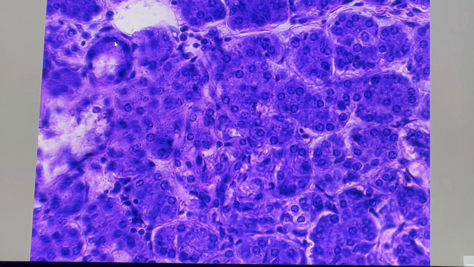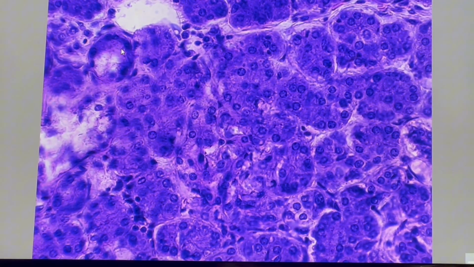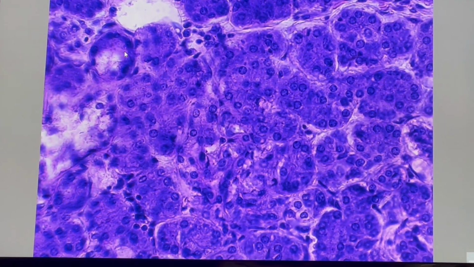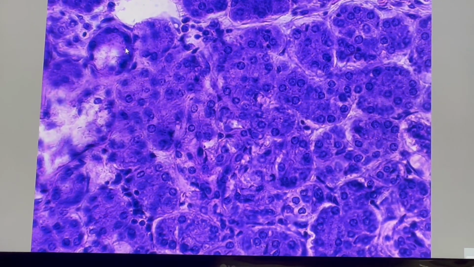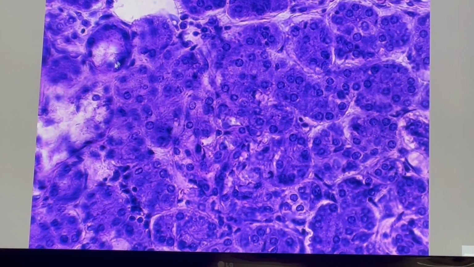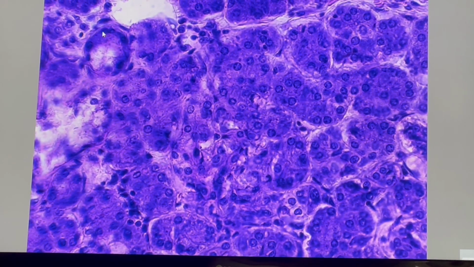Serous cells arranged in groups, forming a crescent-shaped structure called serous demilune.